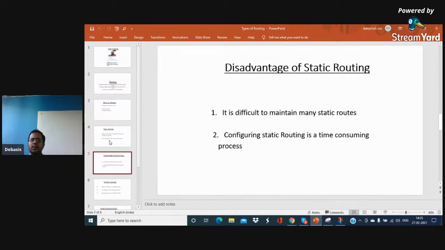But there is a downside also. There is a disadvantage of static routing. What are those? It is difficult to maintain many static routes at once. If you have 10 sites, then it's possible to maintain static routing. But say if you have 100 sites, 100 locations, then if you have 100 static routes, is it possible to maintain so many routes? Because the destination network may change anytime, and you have to remove the static routes and again configure the static routing. So that is a bit problematic. It's time consuming also, and the administrative burden is much more.